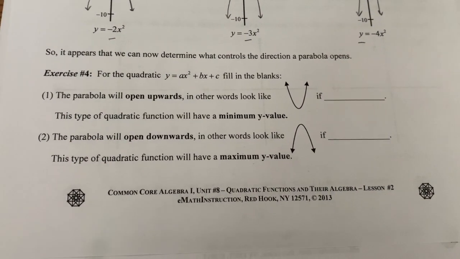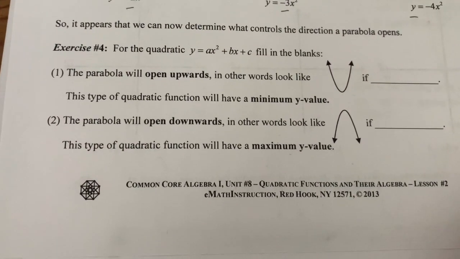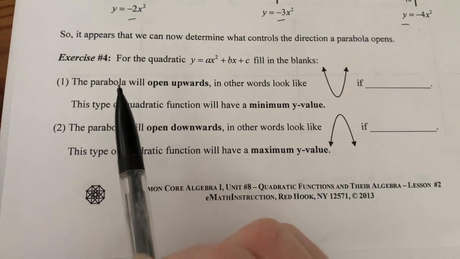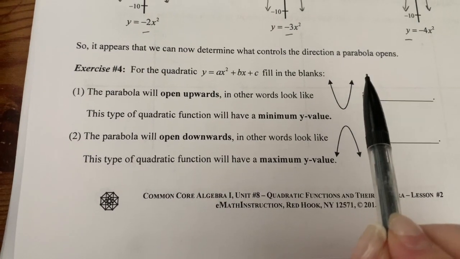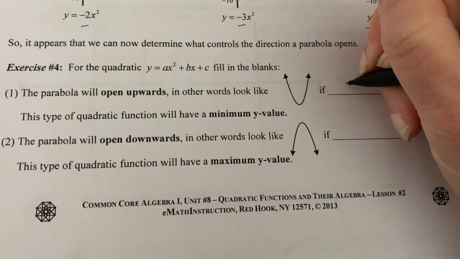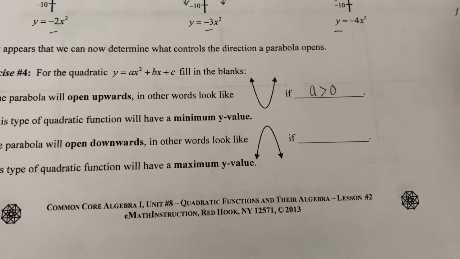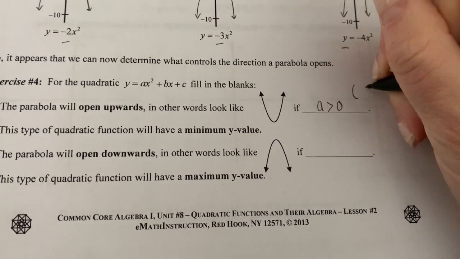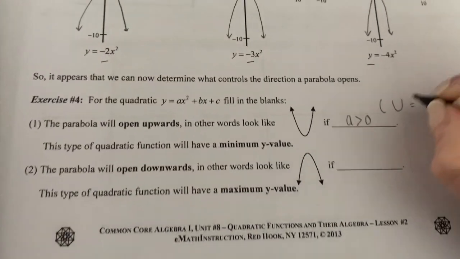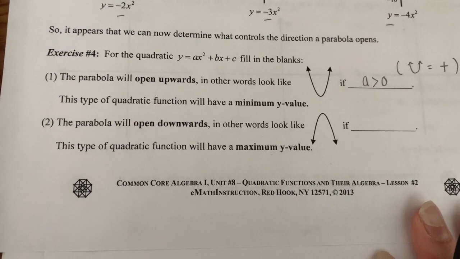So let's see if we can wrap this up by filling out these blanks here. We can determine what controls the direction that the parabola opens. We already summed it up. The parabola will open upwards or be concave up, in other words, it will look like a smiley face, if a is positive. So we'll write that like this: a is greater than 0. And I'm just going to write smiley face for positive. It's the easiest way to remember. I know it seems pretty juvenile, but it just makes the most sense.